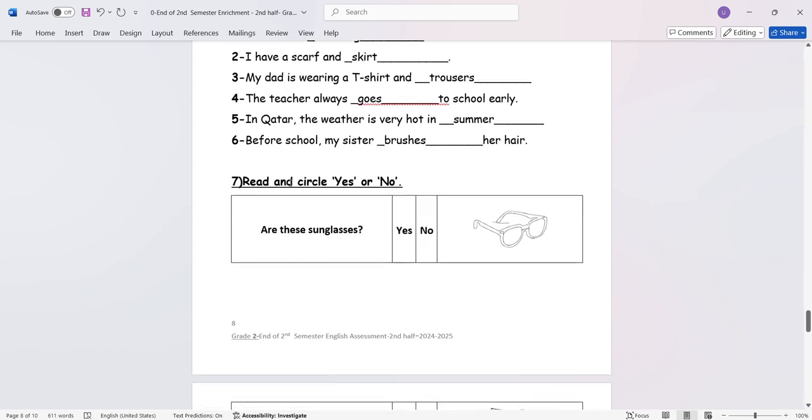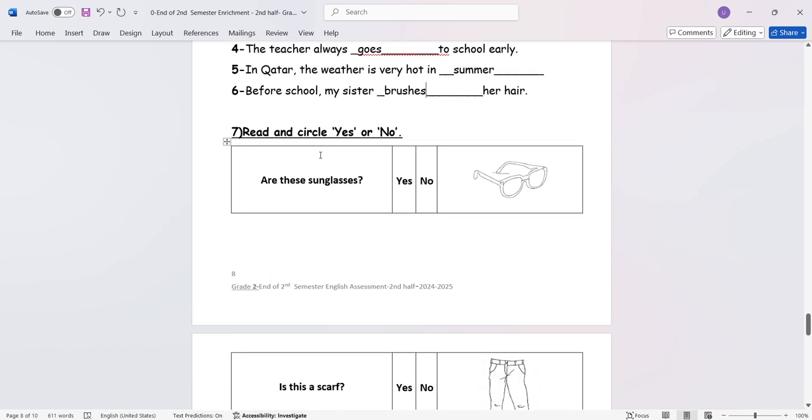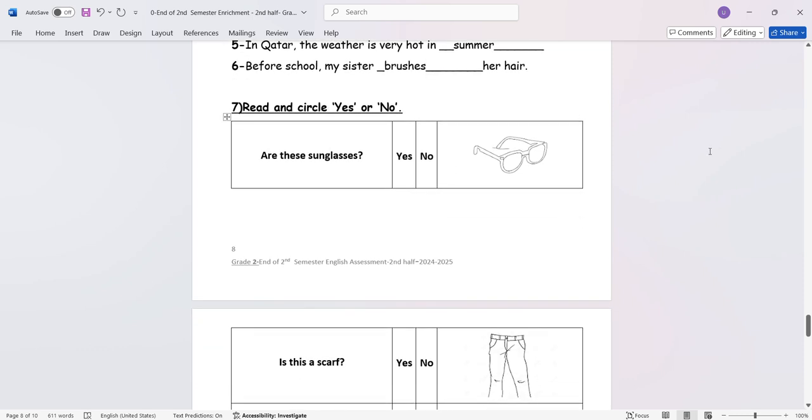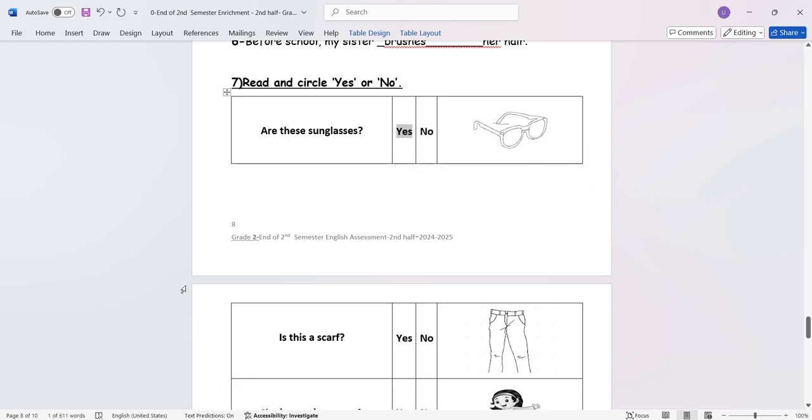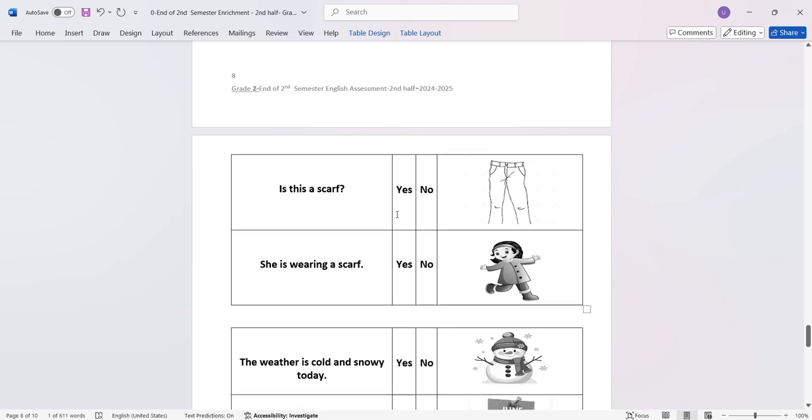Okay, now we move to number 7. Read and circle with yes or no. First we read the question, then we look at the picture. Are these sunglasses? Yes, they are. So we put a circle around yes. Second one. Is this a scarf? Okay, we look at the picture. No, it's not. So we put a circle around no.